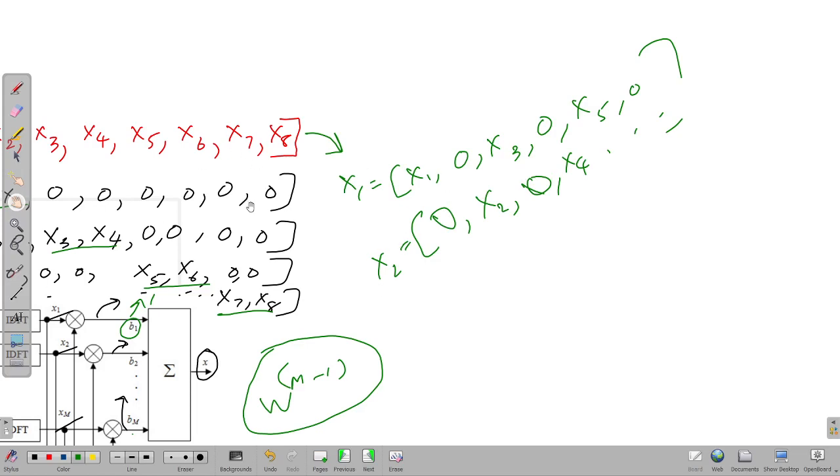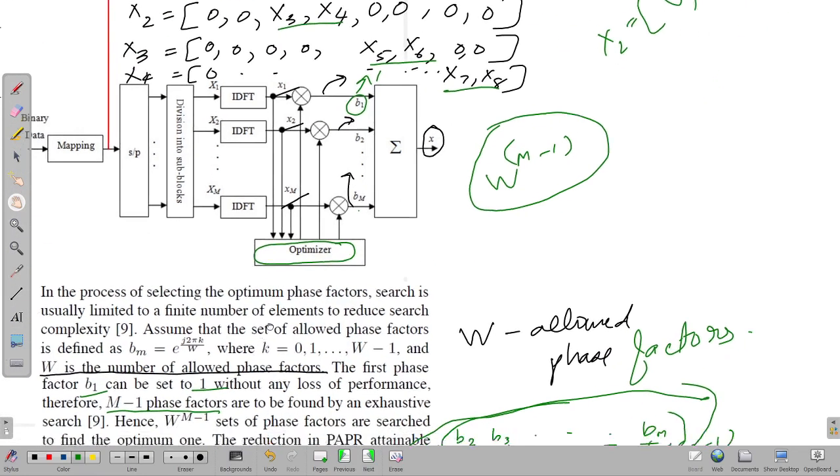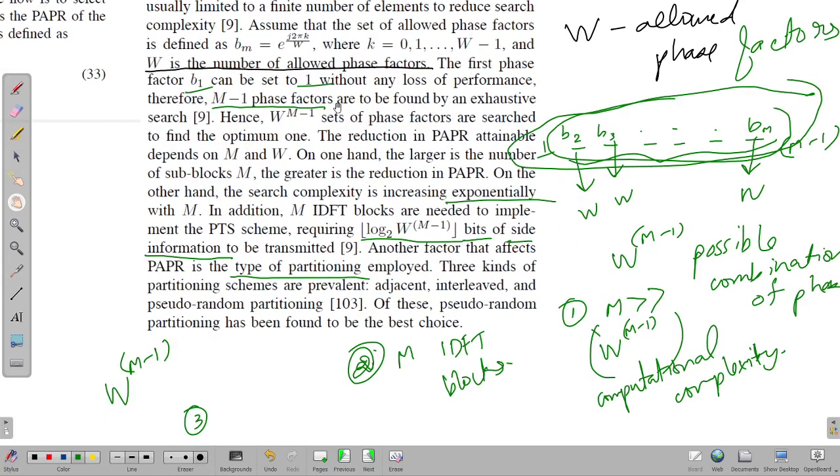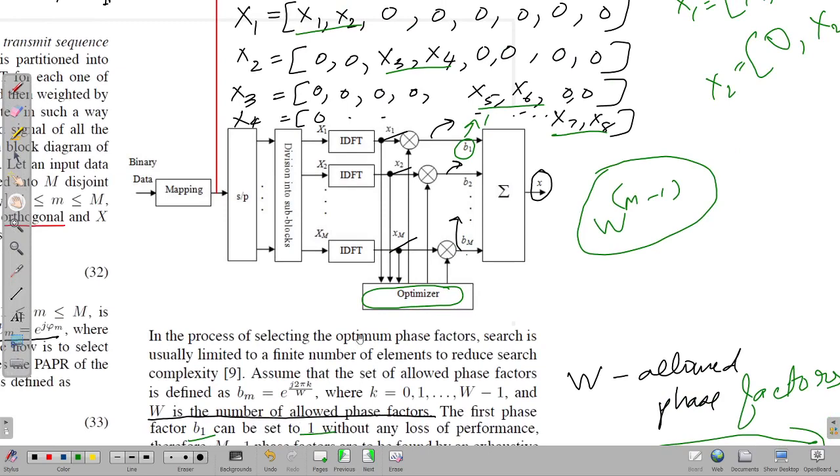Pseudo random partitioning doesn't follow patterns like this, and it is found to be the best choice among the different types of partitioning. But with pseudo random partitioning, the type of partition is going to be different for every sequence. Again, that information needs to be transmitted to the receiver, so the amount of side information is going to increase if you are using pseudo random partitioning. So I hope the idea of PTS, partial transmit sequence, is clear for you.